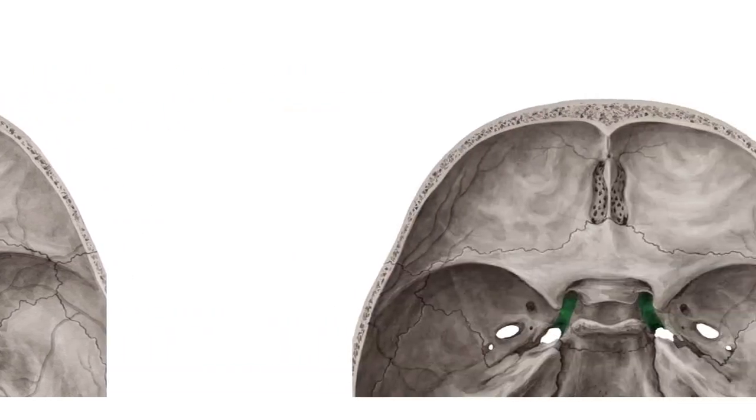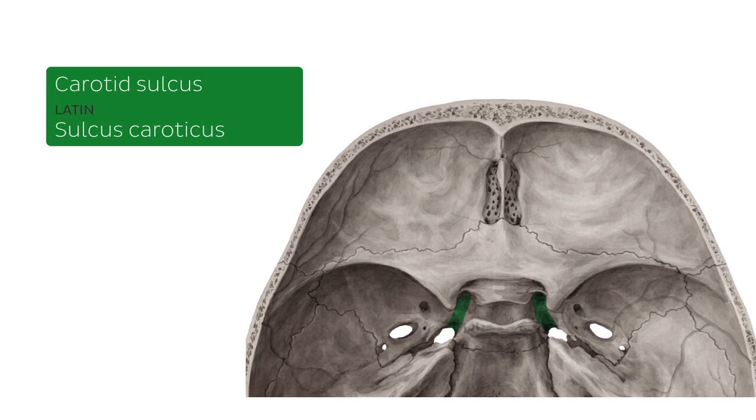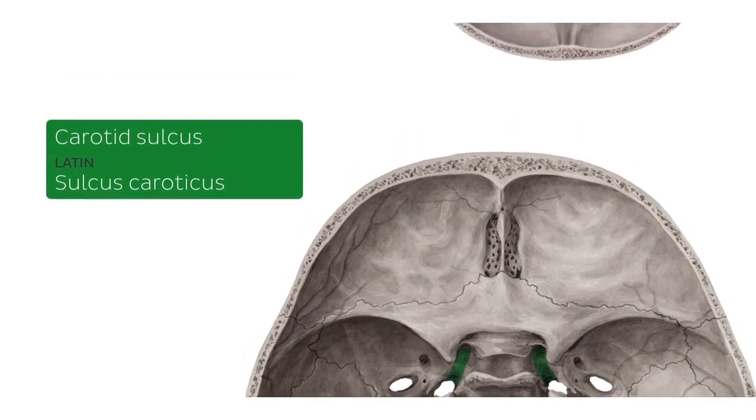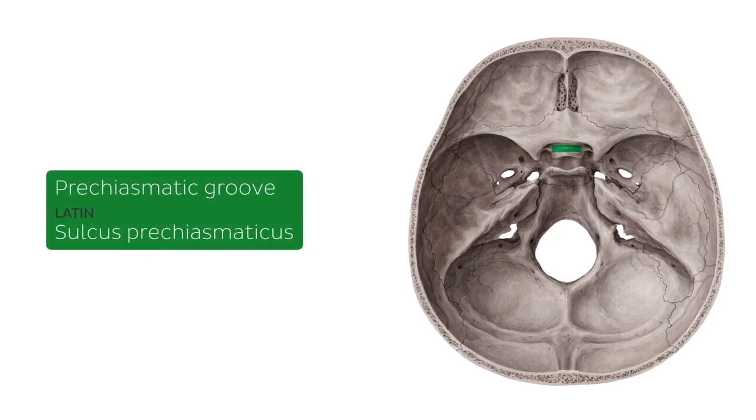Next structure that we're going to be seeing here is known as the carotid sulcus, which is a groove located on the sphenoid bone between the sella turcica and the greater wing of the sphenoid bone. The internal carotid artery runs in this groove as well as the cavernous sinus. Next structure highlighted here is known as the prechiasmatic groove, and it is a transversely running groove located on the sphenoid bone between the optic canals. It lies anterior to the tuberculum sellae.